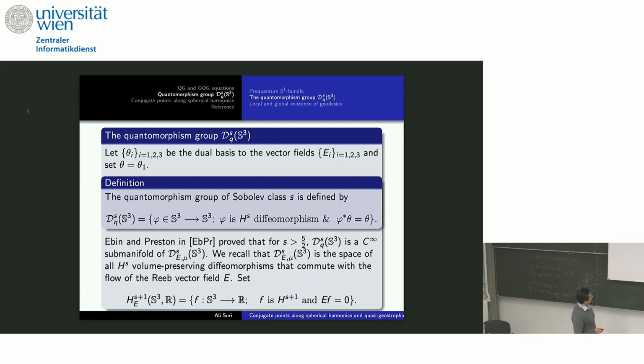Ebin and Preston in 2013 proved that this group, for s big enough, admits a C-infinity manifold structure, and also it is a submanifold of those volume-preserving diffeomorphisms which also commute with the flow of the Reeb field. Basically, they are contained in some volume-preserving diffeomorphisms which also have symmetry.